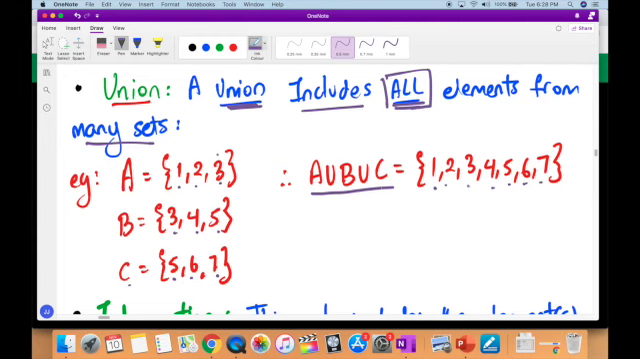Now wait and notice something. Set A has the 3 in it. Set B has 3 in it. But yet I only wrote 3 one time. Right? So remember that you do not repeat elements. Because some people will want to go and write 1, 2, 3, 3, 4, 5, 5, 6, 7. But no, you don't repeat your elements, right?